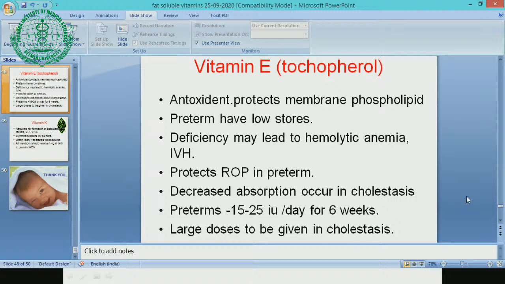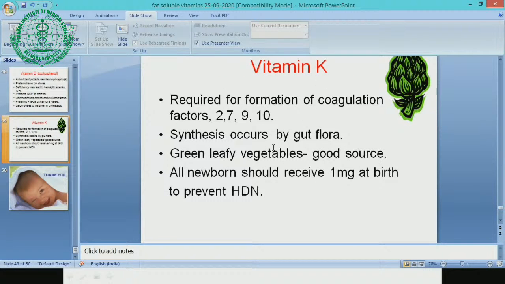Okay. Last slide is of vitamin K. Vitamin K, everybody knows, is useful for coagulation factor synthesis of 2, 7, 9, 10. You must know this. 2, 7, 9, 10 coagulation factors require vitamin K for their synthesis, and if there is vitamin K deficiency, 2, 7, 9, 10 factors are not formed, and the child will develop hemorrhagic tendencies or bleeding in the gut or on the bones. Anywhere bleeding can occur.